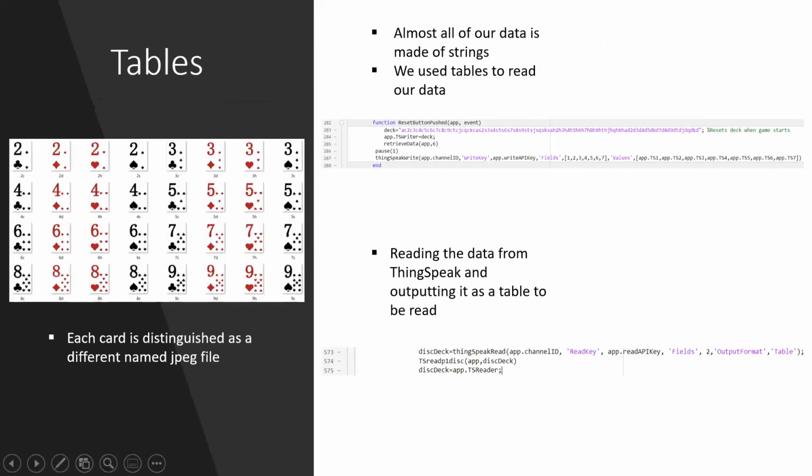And then for our use of tables, almost all of our data in our game was made using strings. On the left, you can see how each card is identified by a 2-character identification. So the 2 of diamonds is 2D, the 4 of hearts is 4H, the 9 of diamonds would be 9D. As you can see in our full deck, everything is strung together. And then to read that data, we output it as a table. And then we were able to read each card individually and send it to each player through ThinkSpeak.